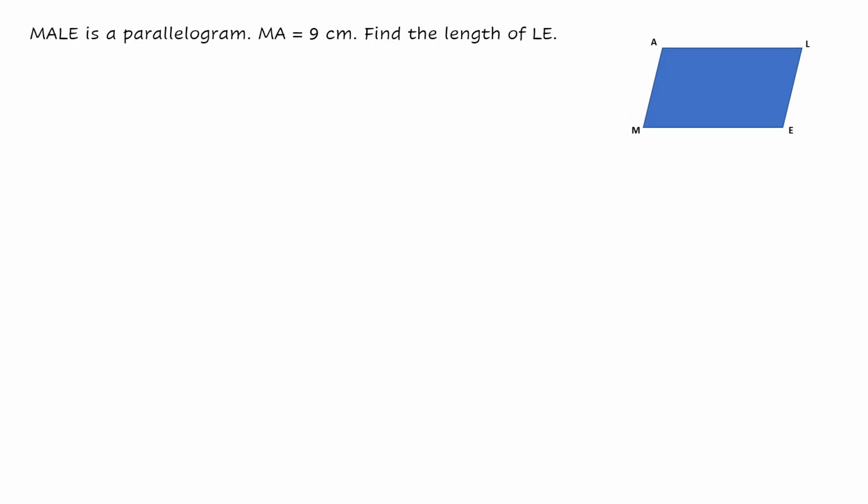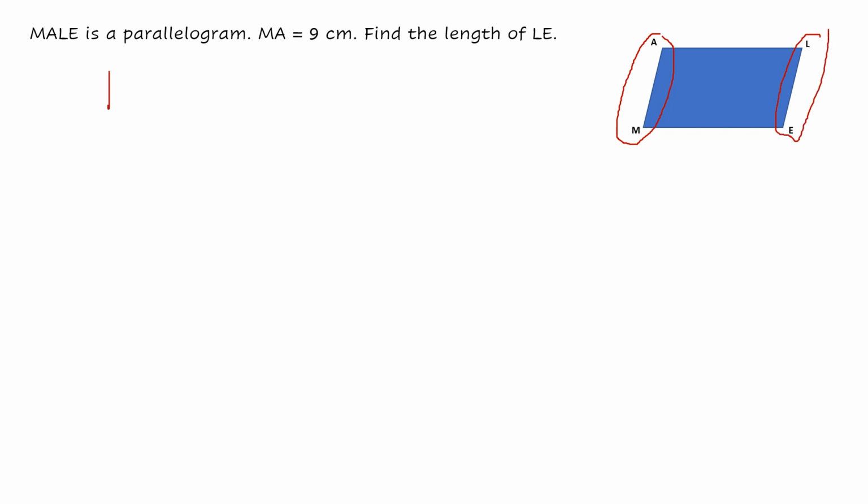Question number 1. MALE is a parallelogram. MA equals 9 centimeters. Find the length of LE. So remember that for a parallelogram, the opposite sides are congruent. So therefore, we can say that MA here is congruent to LE.